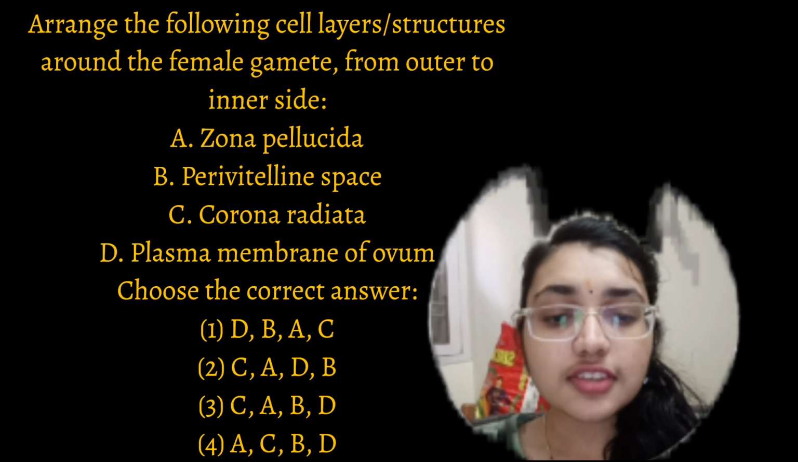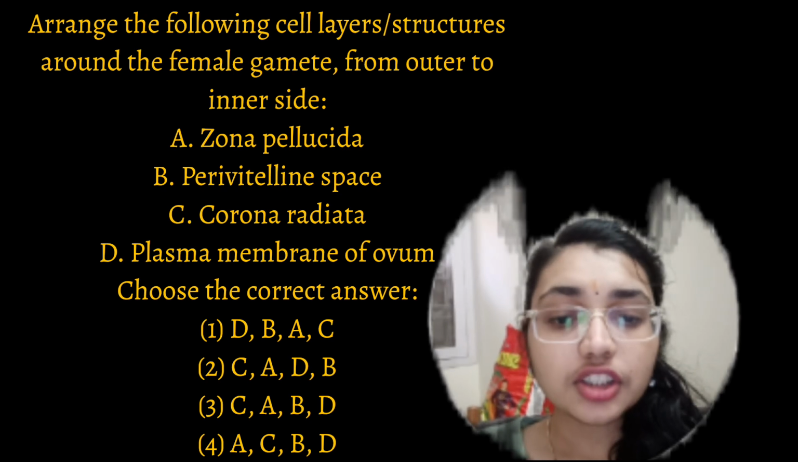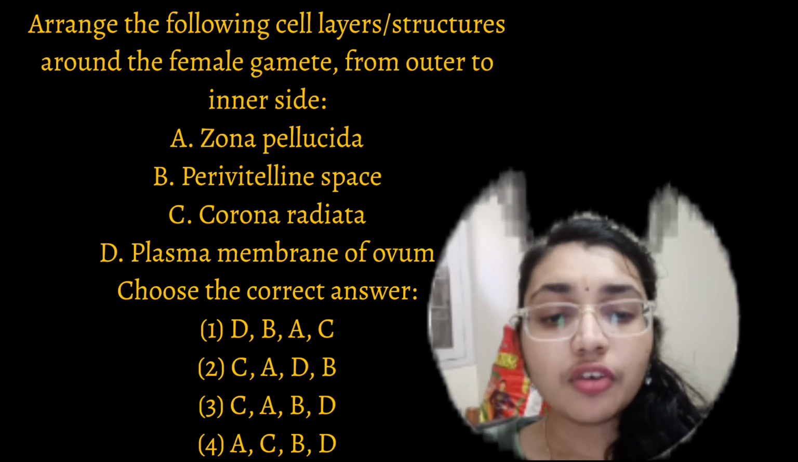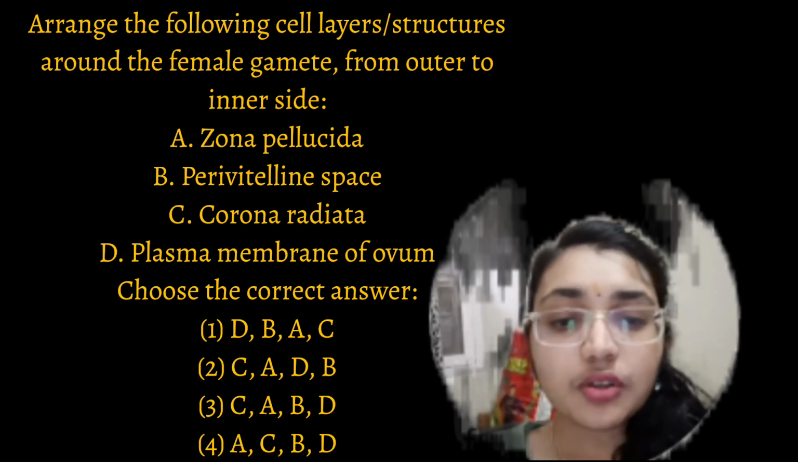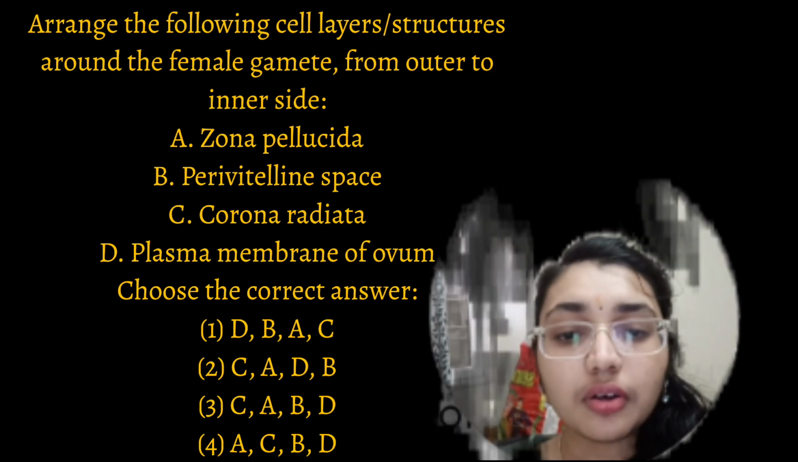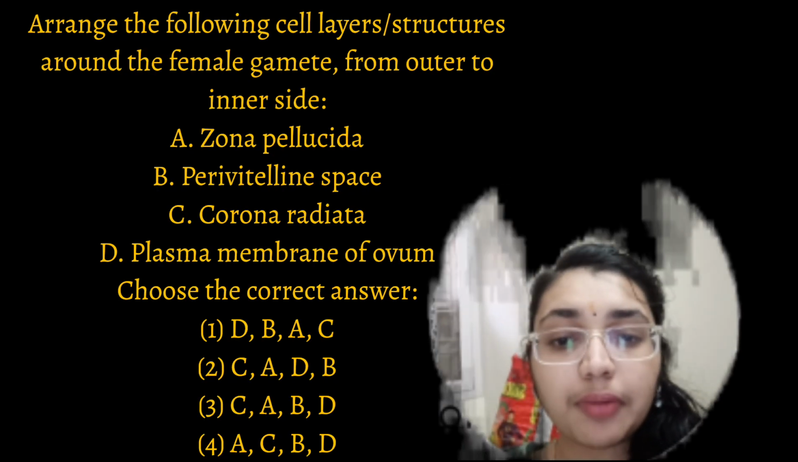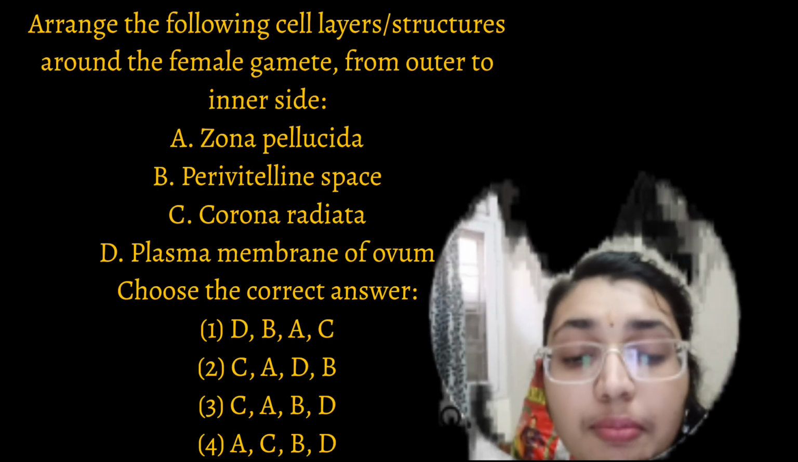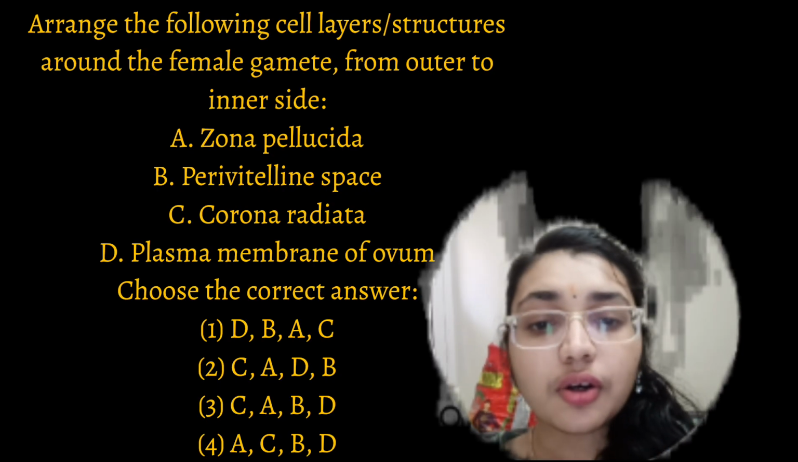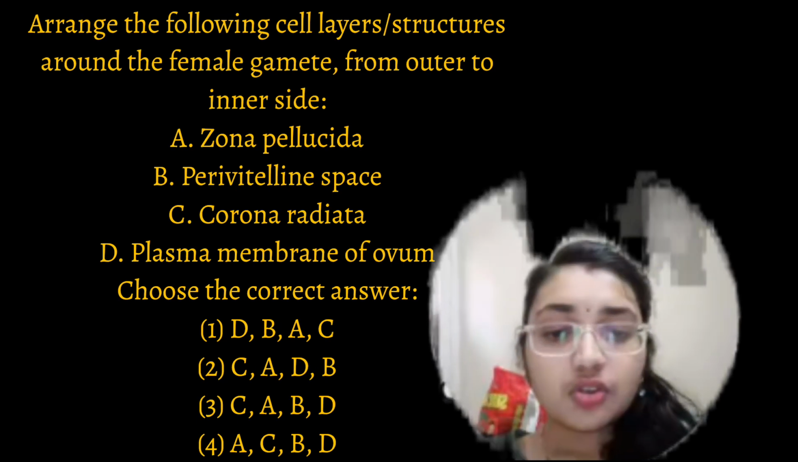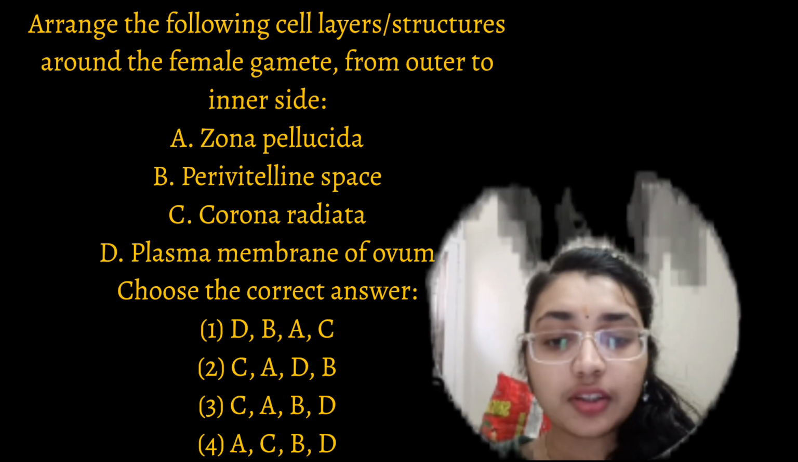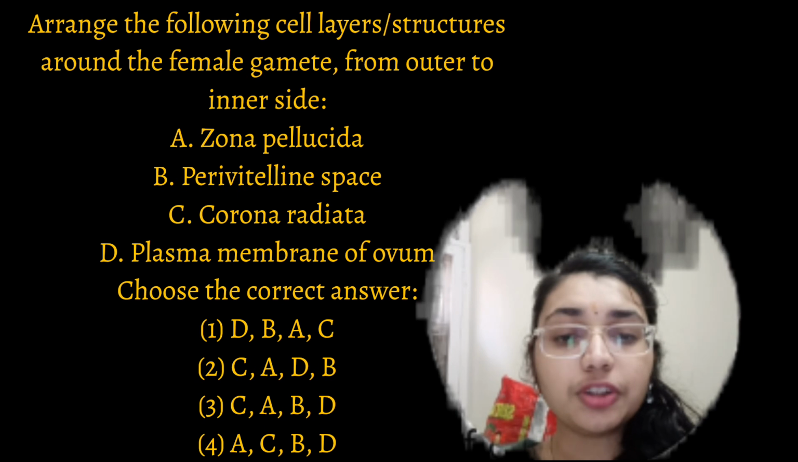Now the next question is: arrange the following cell layer structures around the female gamete from the outer to inner side. The options are zona pellucida, perivitelline space, corona radiata and plasma membrane of the ovum. So we have to arrange them all. Let's see which one is the correct option.